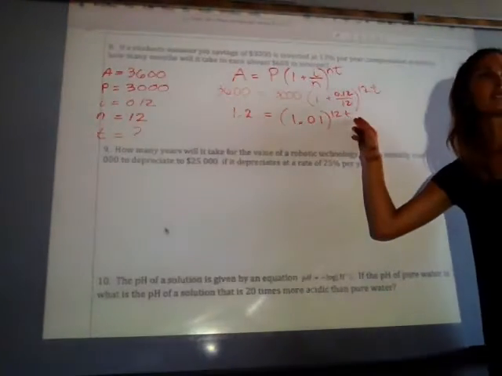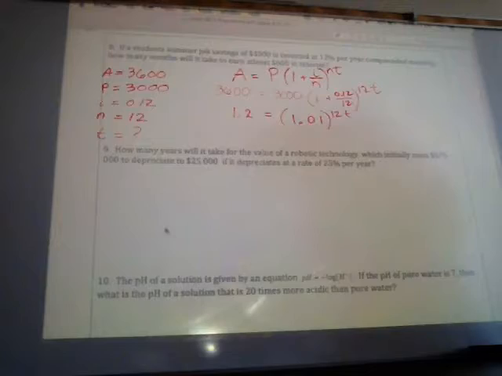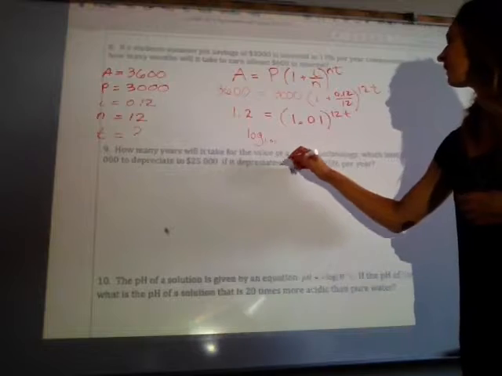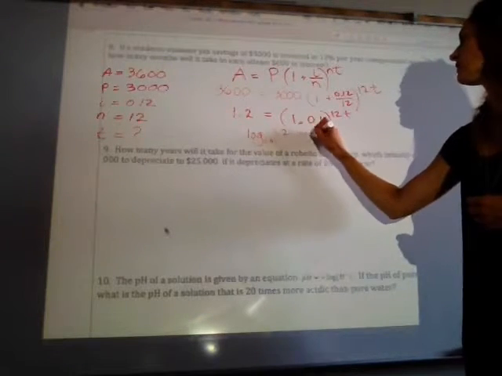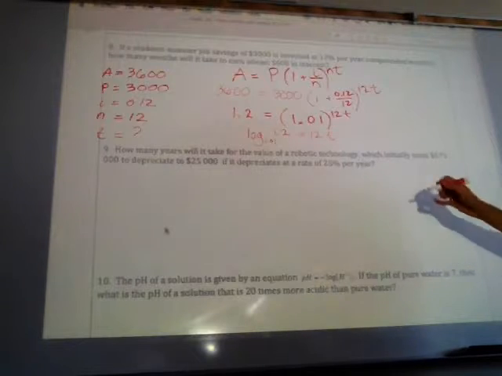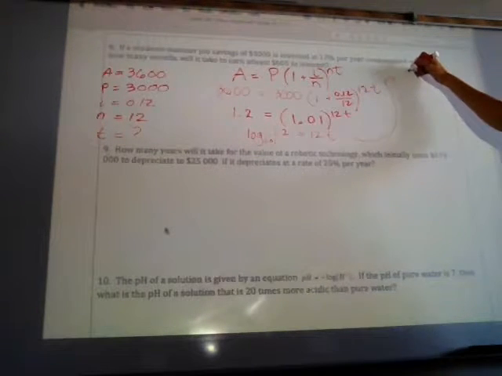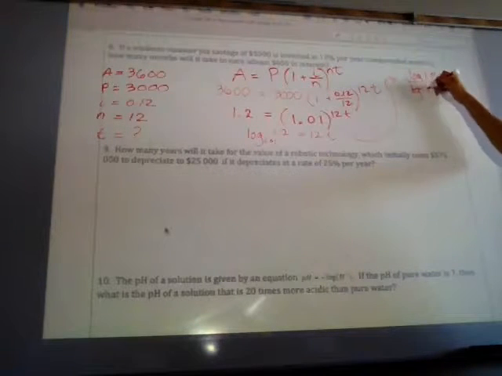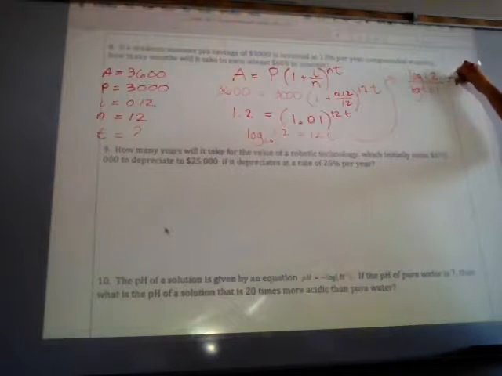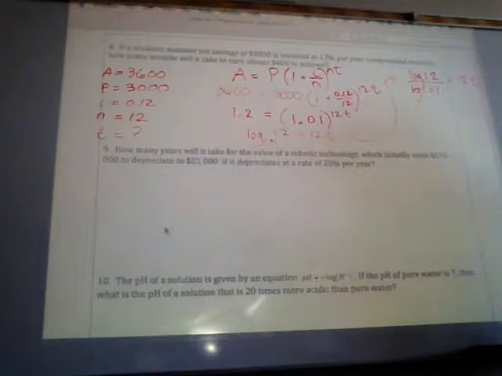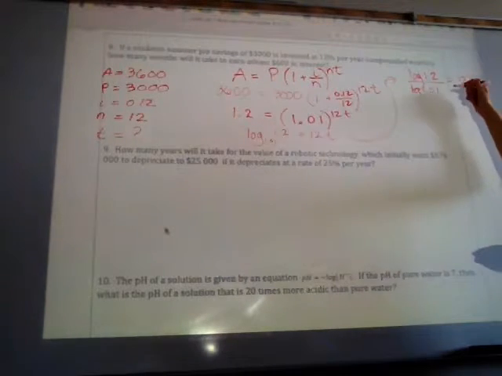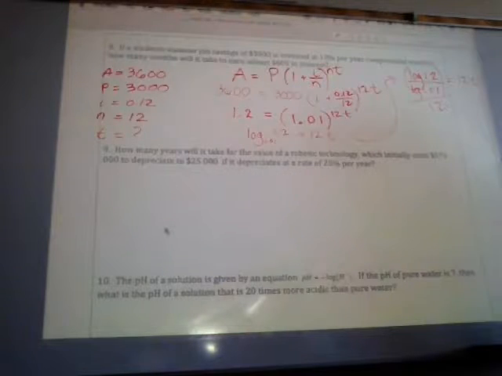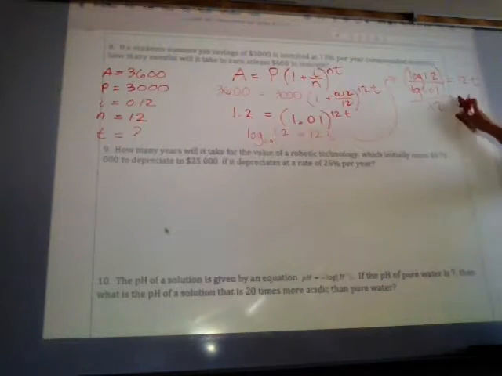Okay, again, our unknown is in the exponent, so I have to change to log form. So I'll have log of my base, 1.01, of my argument, 1.2, equals 12t. To calculate this, it's going to be log 1.2 divided by log 1.01. If it equals 12t, what can I do with that 12? To calculate it, it might be even easier to first figure out what this is and then just divide that by 12. Okay, so in your calculator, it would look like this.